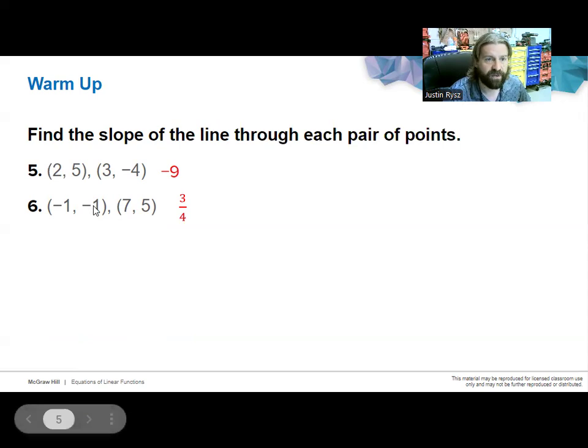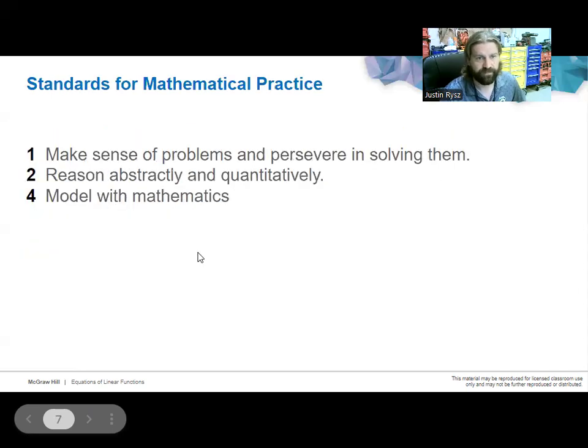On the top here, we subtract the y's. -1 minus 5 is -6. And then on the bottom, -1 minus 7 is -8. -6 divided by -8 reduces to 3 over 4.